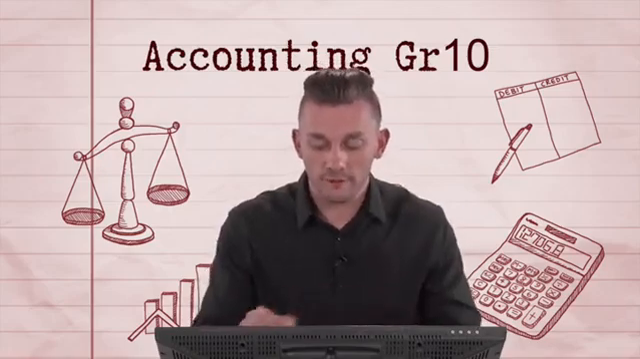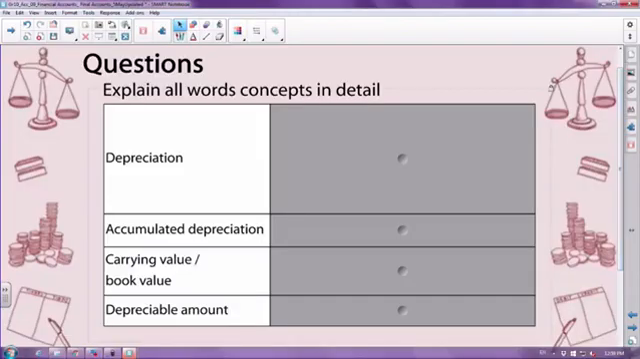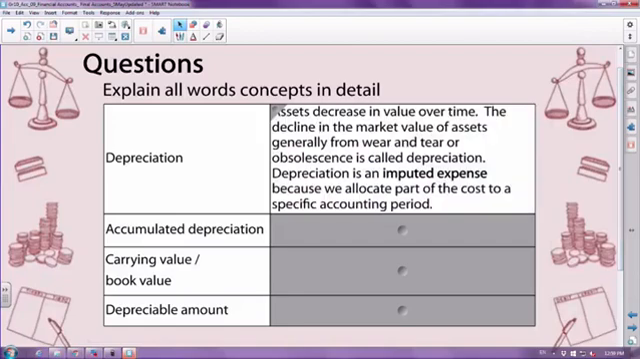Okay guys, let's look at your answers. So depreciation, very easy. Let's quickly open that. It's an asset that decreases in value over time. The decline in the market value of assets, generally from wear and tear or obsolescence, is called depreciation. Depreciation is an imputed expense because we allocate part of that cost to a specific accounting period. Now again, imputed expense, it's not a physical cash expense.